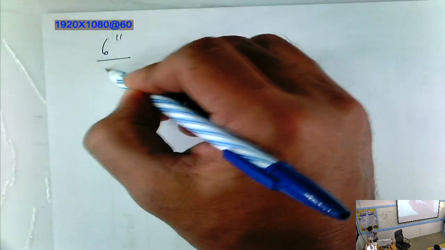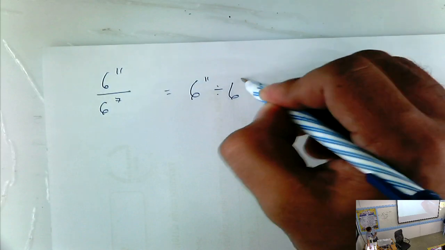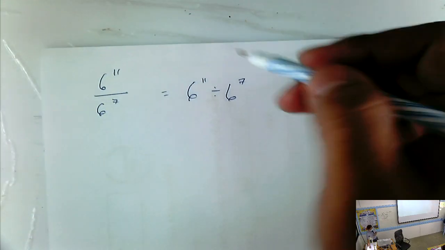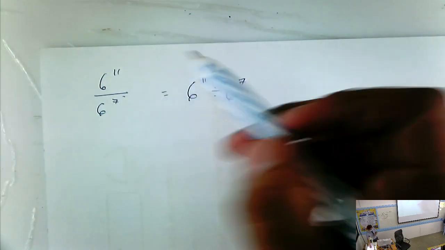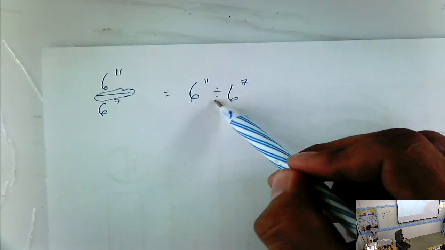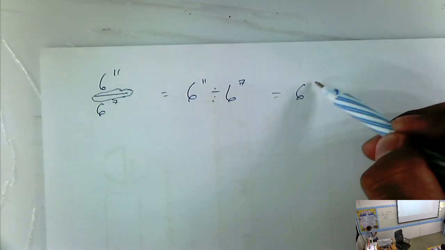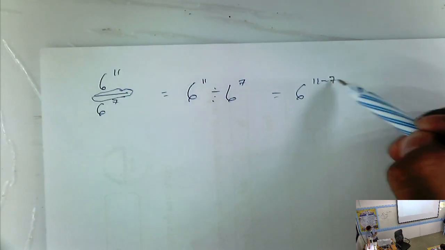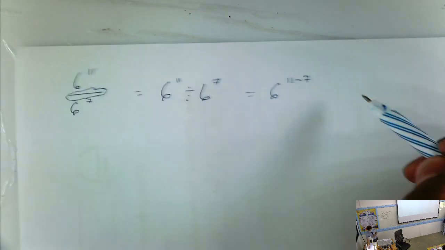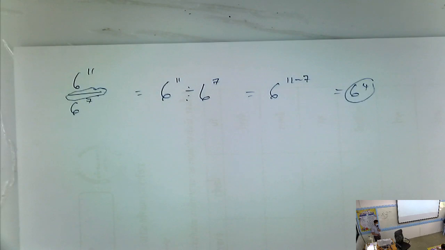So that is like 6 to the power of 11 over 6 to the power of 7. It is the same as 6 to the power of 11 divided by 6 to the power of 7. This one is in fraction form, but this fraction bar is the same as the division symbol. So you will have 6 to the power of 11 minus 7. And the answer would be 6 to the power of 4.